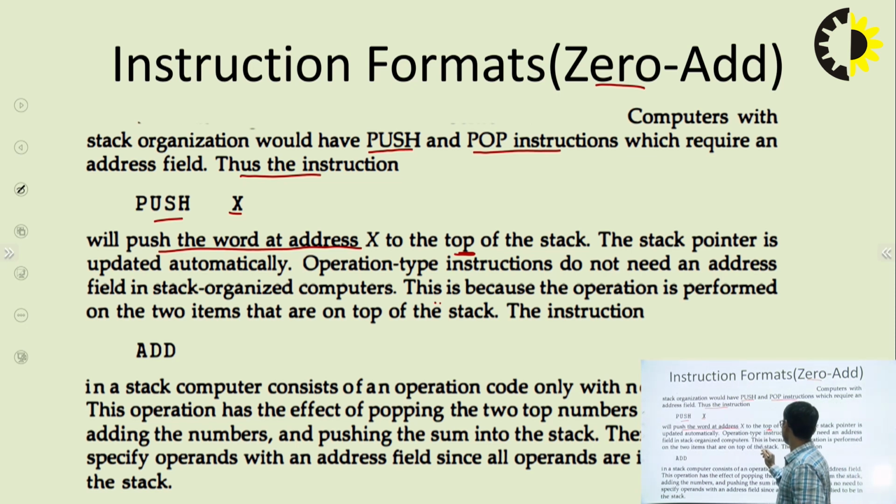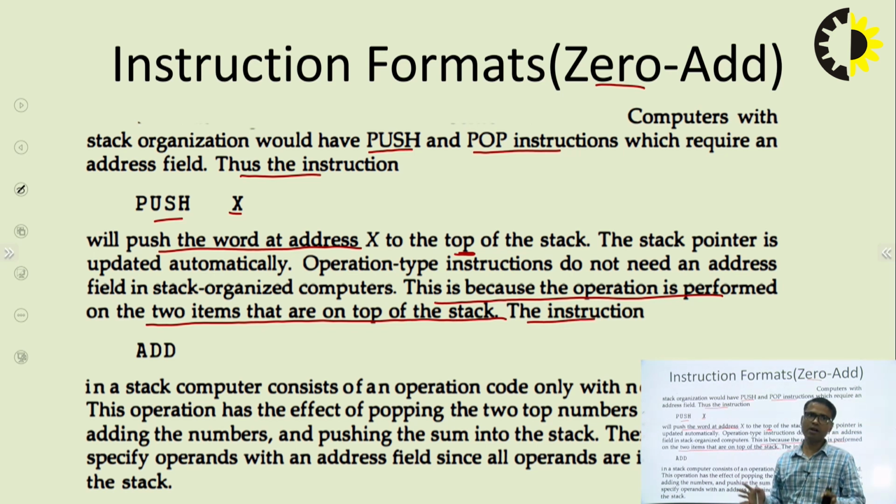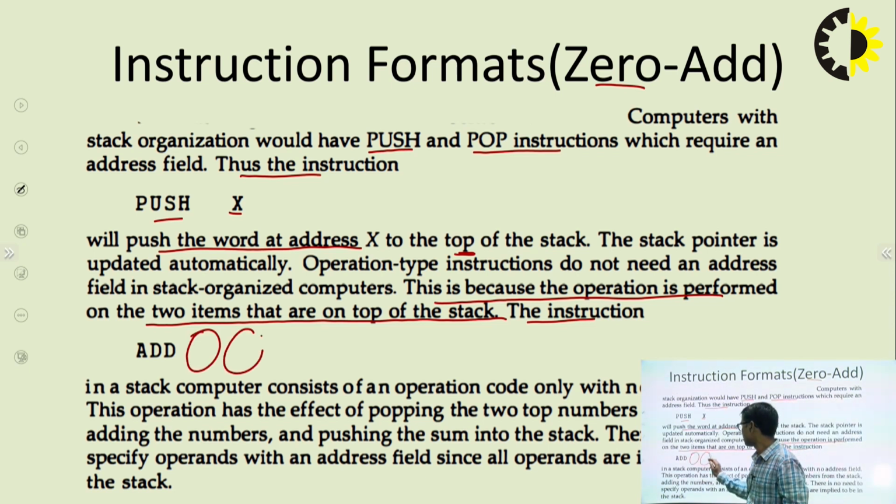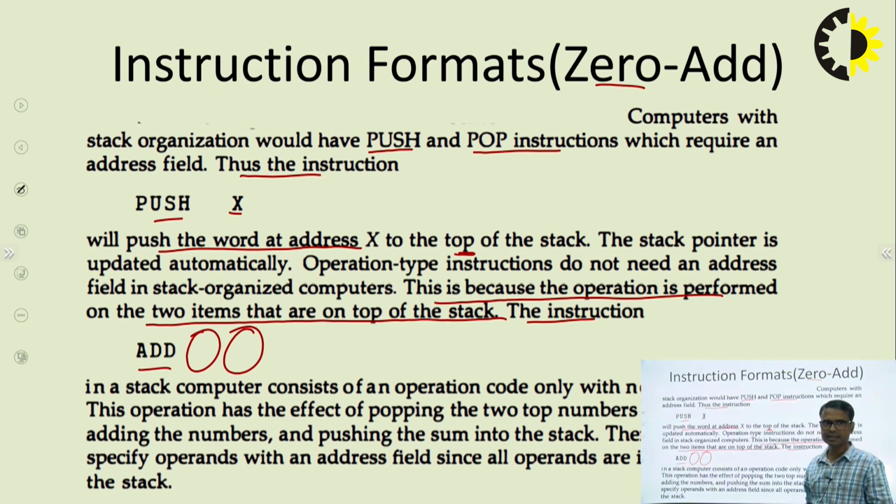Now here we perform an operation. So it will perform operations with the 2 items that are on the top of the stack. The instruction is not exactly referring to any data. You can see no reference is given. So when we say add, what is happening? It is taking the top 2 stack elements, performing the operation and storing the data back to the top of the stack. The stack computer contains an operation code only, with no address field.